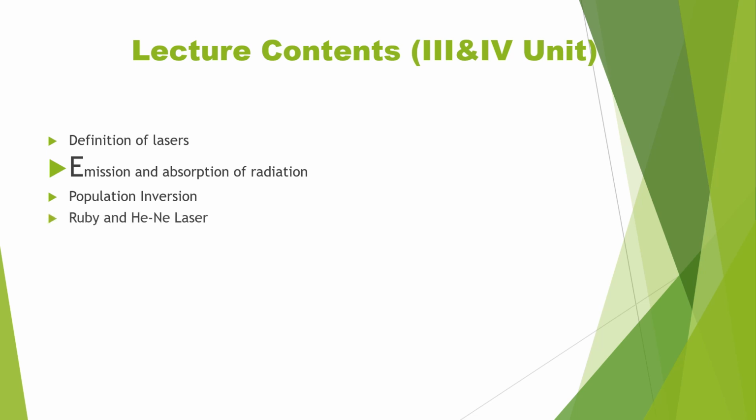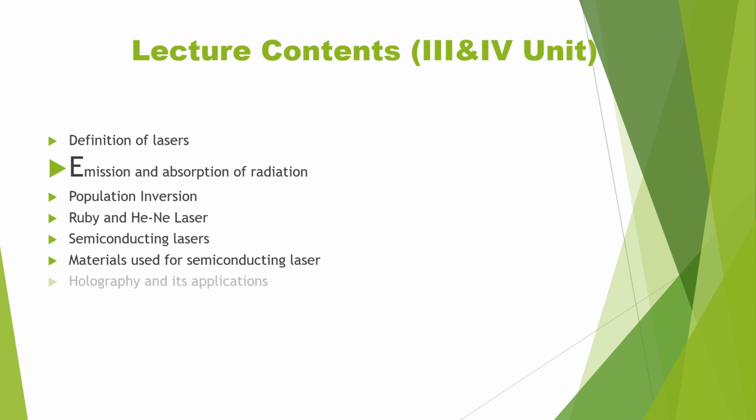Then the devices which we use to produce laser light are the crystal lasers or the gas lasers, and the examples are the ruby laser and the helium neon laser. We are also going to discuss diode lasers, and the best example for that is semiconductor lasers. The materials used for semiconductor lasers are compound semiconductors, which we will discuss here. Then finally, we'll discuss holography and its applications, uses of laser and holography.